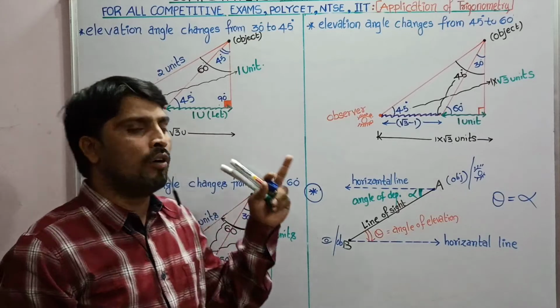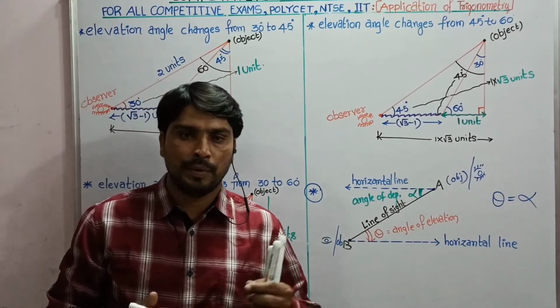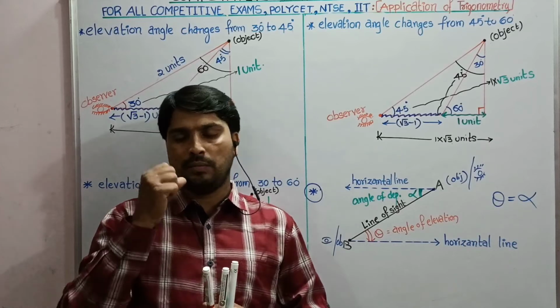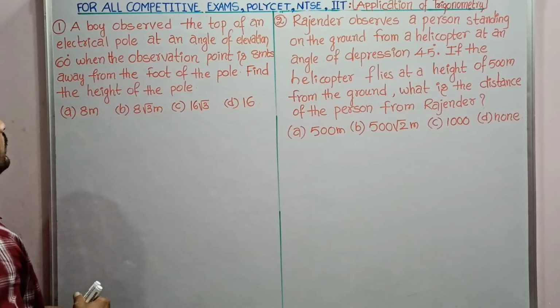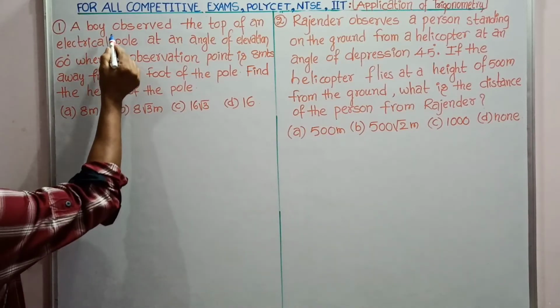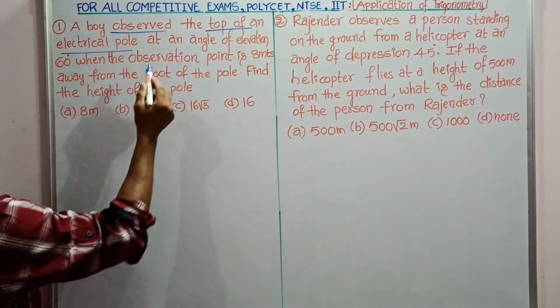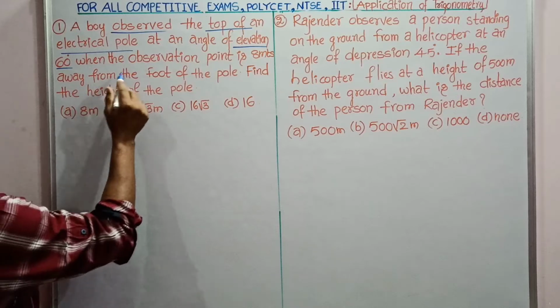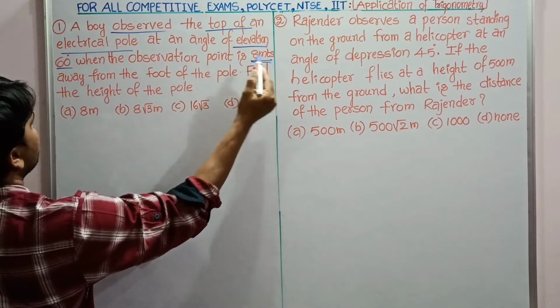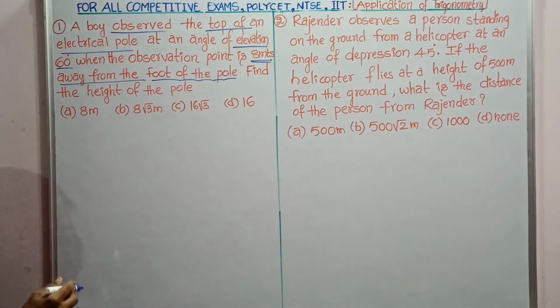Now, with the help of all these concepts, we can solve problems of application of trigonometry in less time. Now, let us see example problems. First question: a boy observed the top of an electrical pole at an angle of elevation of 60 degrees. The observation point is 8 meters away from the foot of the pole. Find the height of the pole.